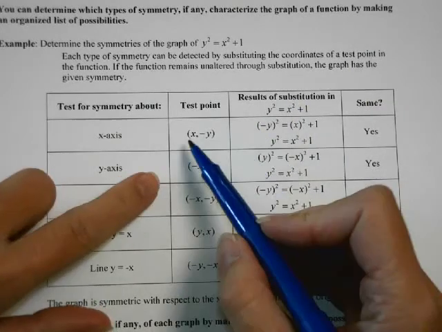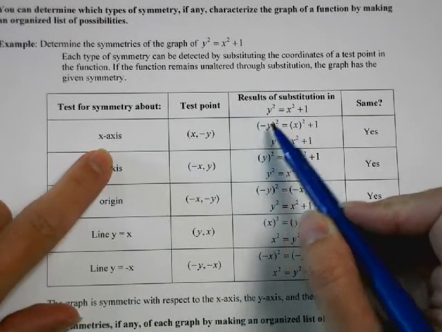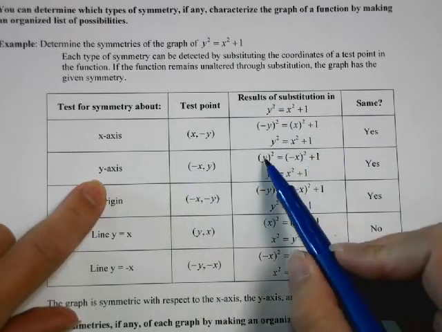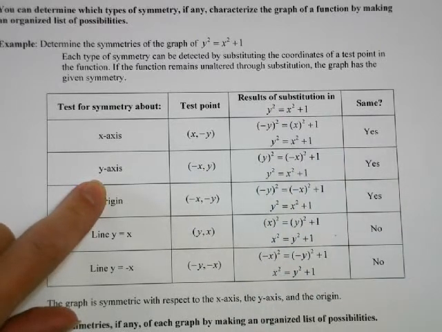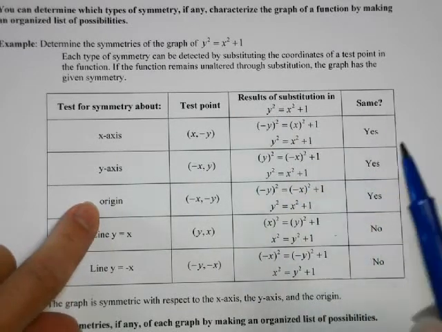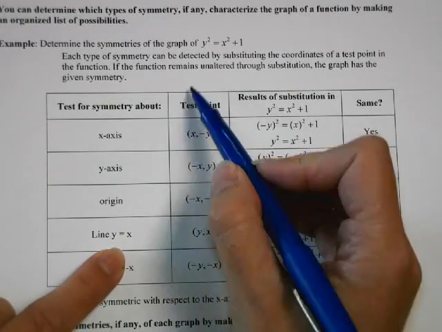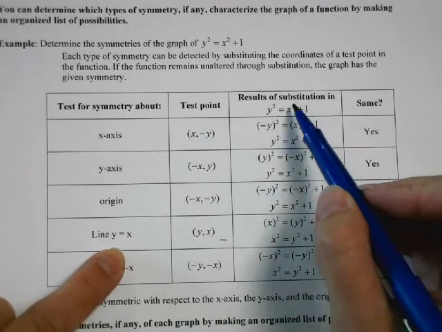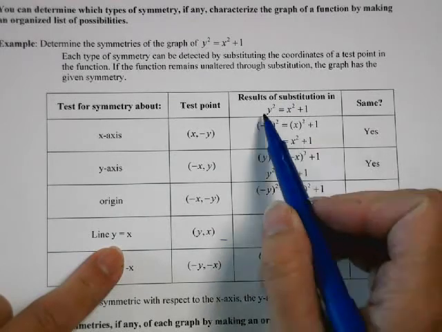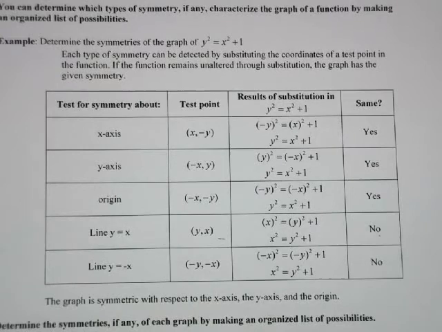If it changes, then it's not the same. So for example, this one, when we plug in x, negative y, negative y goes in here, x goes in here, and it stays the same. Here, y goes here, negative x plugs in there, and simplifies down to the same. Same there. Here, however, whatever goes in the first spot replaces the x. So the x gets replaced with the y, and the y gets replaced with the x. And this is not the same. So this is not symmetric to the line y equals x or the line y equals negative x.